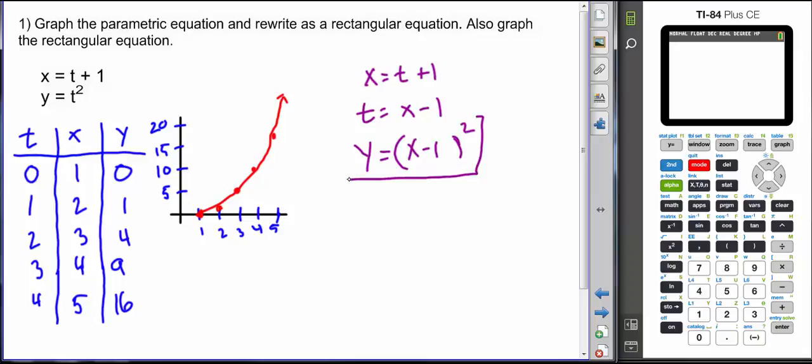And folks, right there, that's the rectangular form. Although my handwriting could improve. That is the rectangular form. That's a little better now.